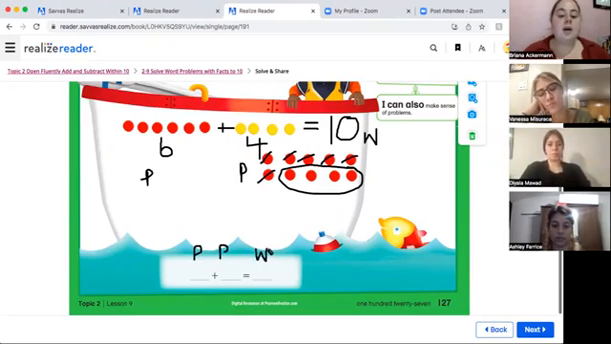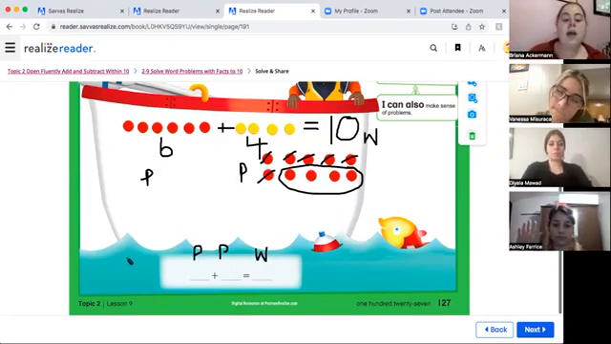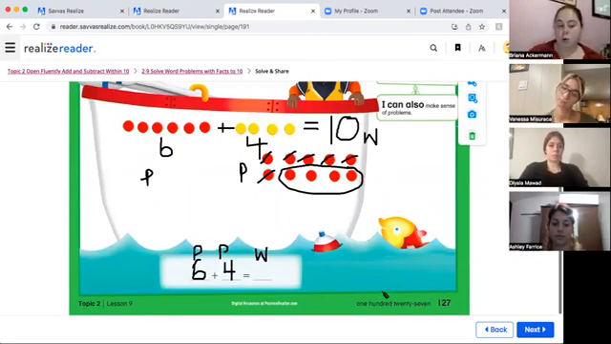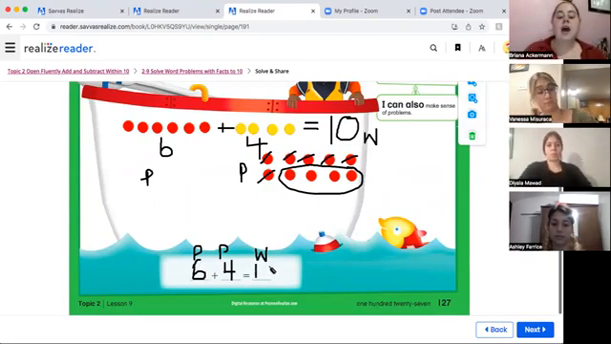So could anybody tell me the two parts that we have in our example? Ashley? 6 and 4. Excellent. So we are going to put 6 as our first addend and 4 as our second addend. So when we add our parts together, what was our whole? Anybody know? Vanessa? 10. So we will just add it after our equal sign.